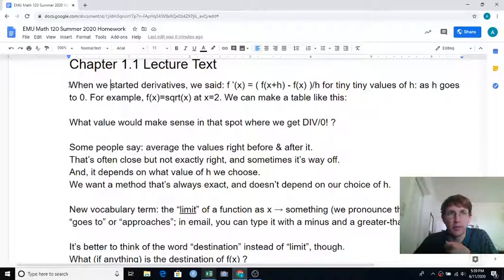So here we go. When we started derivatives, we said that f prime is equal to f of x plus h minus f of x divided by h for tiny, tiny values of h, and we want h to go to 0. And for example, if we're using square root of x at x equals 2, we can explore what happens for tiny, tiny values of h. So let's go do that right now.